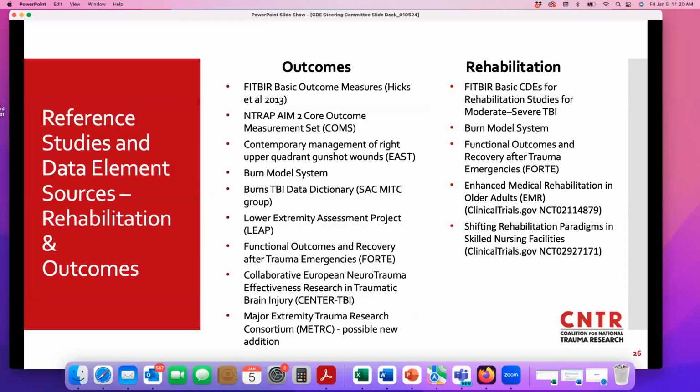This is a beginning list of what we would be looking at for rehabilitation and outcome. FITBIR has basic outcome measures, so that's a great place to start. And then NTRAP actually did, AIM 2 was about a core outcome measurement set, so we have that to look at as well. And then all of these other systems and anything else that we can find. We have specific rehabilitation people on the work group, which will help uncover other specific rehabilitation studies and what data elements were collected across those studies.